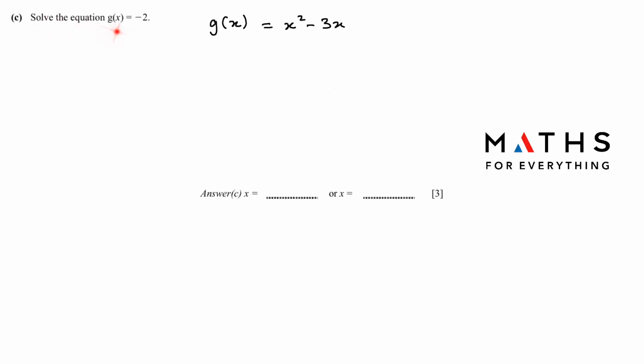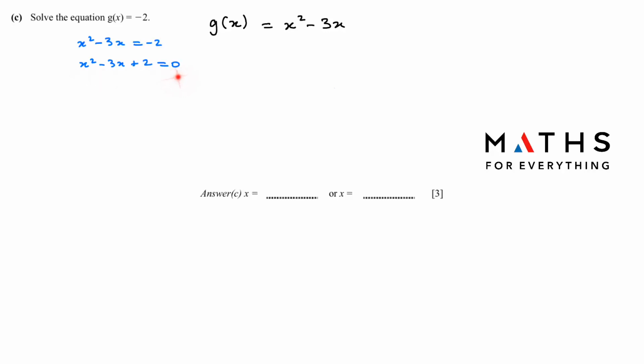Part C, solve the equation g of x is equal to negative 2. This is our g of x and it is equal to negative 2. So we are going to write x squared minus 3x is equal to negative 2. Bring the negative 2 on the left hand side. Because you cannot solve it, it's not a linear equation. As you can see, you have an x squared and an x. It's a quadratic equation. When you have a quadratic equation, bring everything on one side and make it equal to 0.